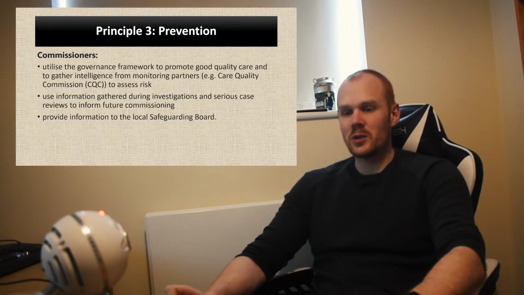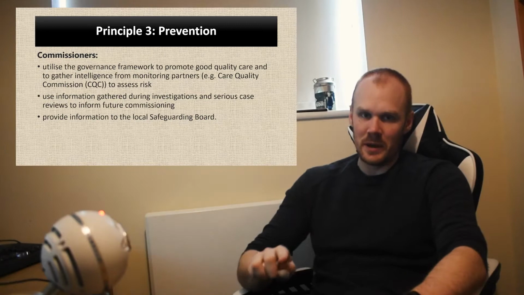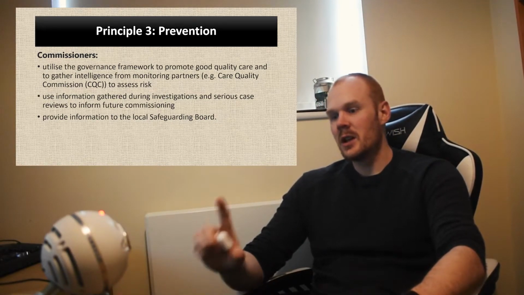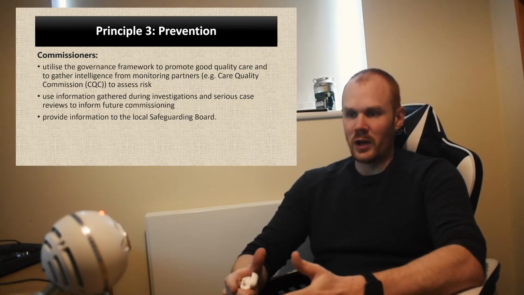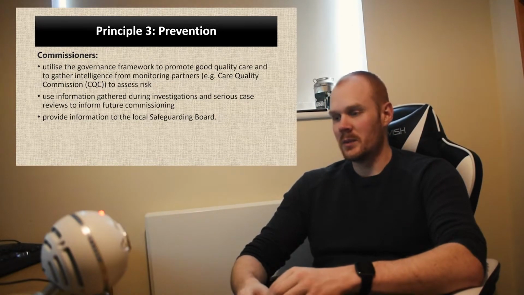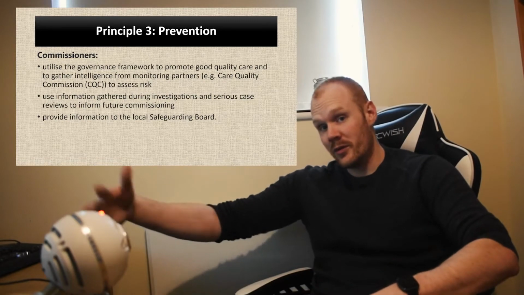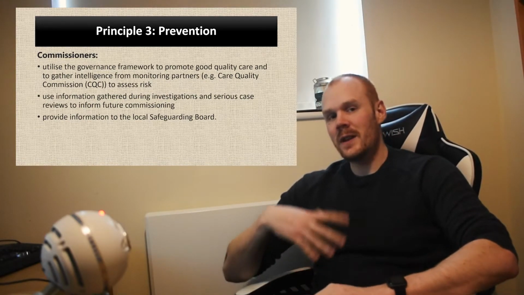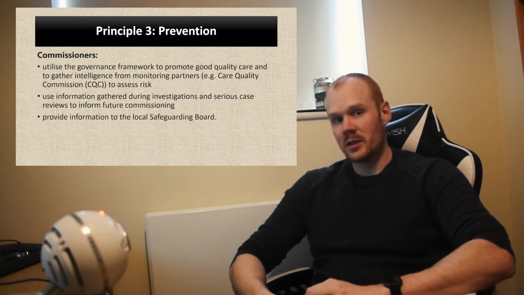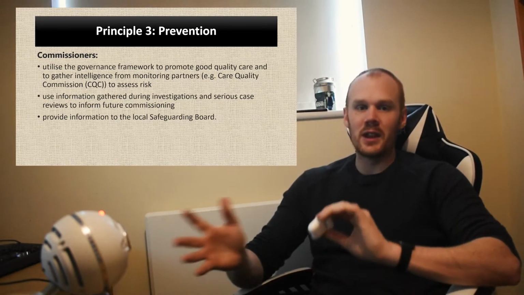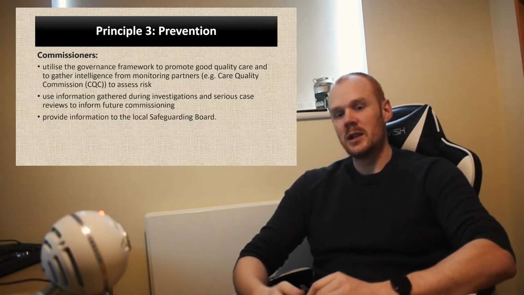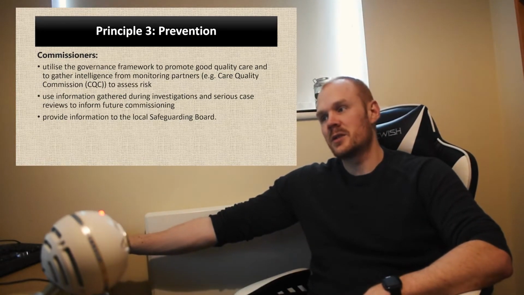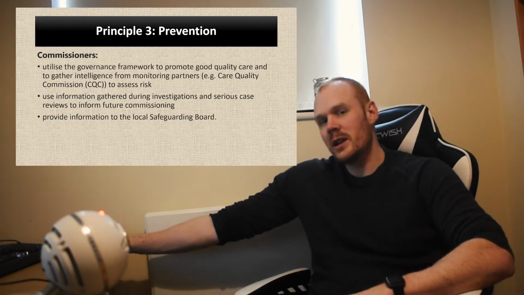You also want to make sure that you're using any investigations about abuse to inform prevention of further abuse. What went wrong this time round that maybe led to abuse taking place that you can prevent further on? And then you want to make sure that you're feeding back that information to the local safeguarding board so that they can help prevent that in other settings as well. So you really want to share the best practice and the best prevention across as many settings as you can. Really work together on it.